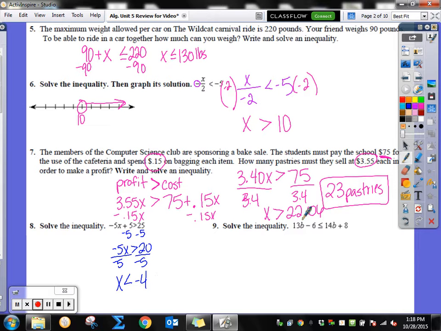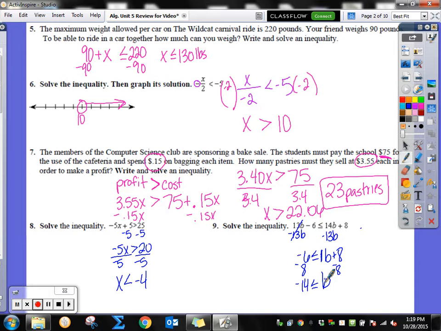I like to keep my coefficients positive if possible, so I'm going to choose to minus 13b. If you don't want to do it that way, that's fine. We'll get the same answer either way. So that's negative 6 is less than or equal to 1b plus 8. So if I subtract 8, negative 14 is less than or equal to b.